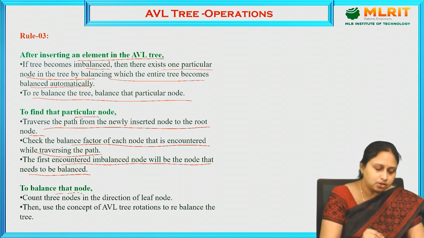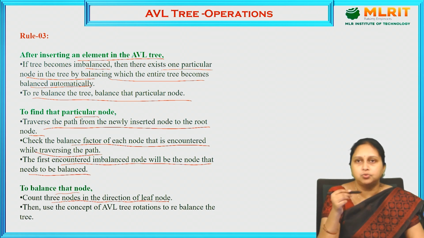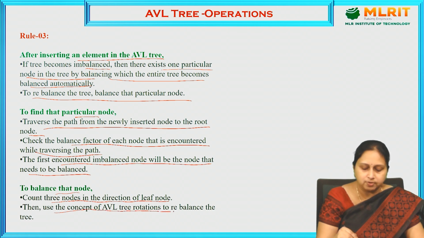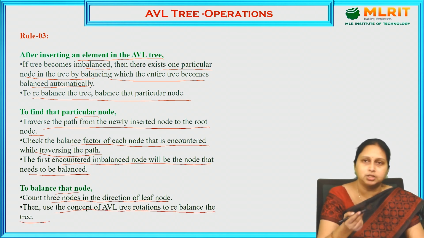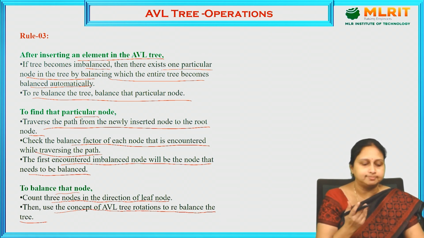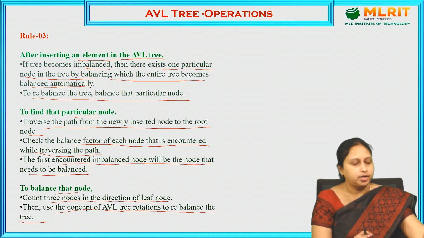To balance that node, count 3 nodes in the direction of the leaf node. How to do that? From that node towards the leaf, we need to count 3 nodes, then use the concept of AVL tree rotations to rebalance the tree, right? This will be understood when you solve an example, okay? So we will see an example of this insertion in the next session.